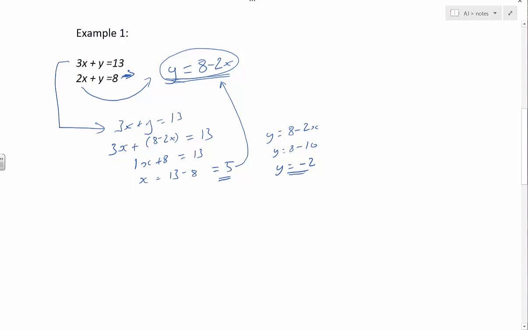We can check it's correct. If 5, negative 2 works, then 3x plus y should equal 13 in the first equation. If x is 5, 3x is 15. If y is minus 2, then 3x plus minus 2 is indeed 15 plus minus 2, which is 13. So it does work. So again, all we did was take one equation, express one variable in terms of the other, and then replace that variable by what it's equal to in the other equation.